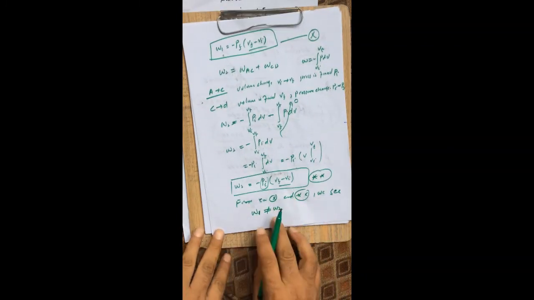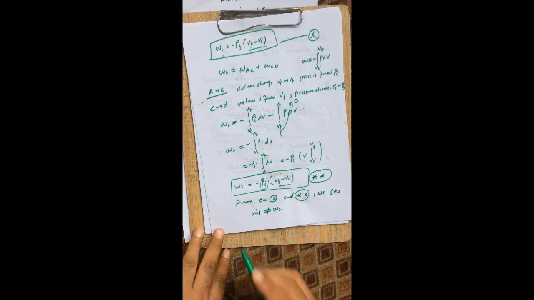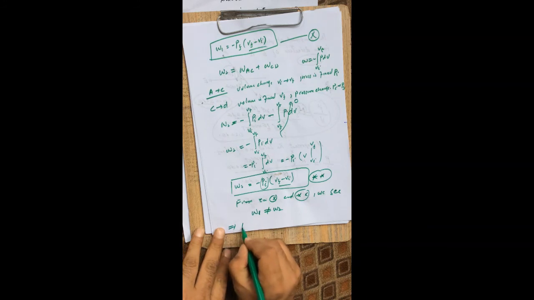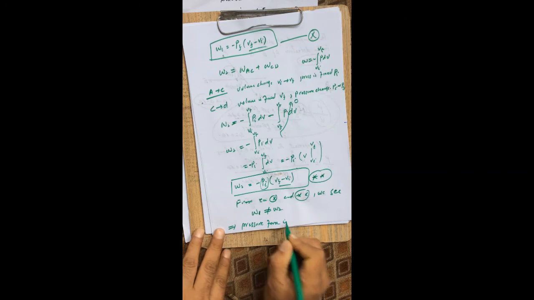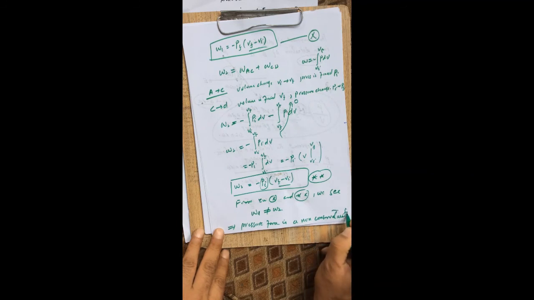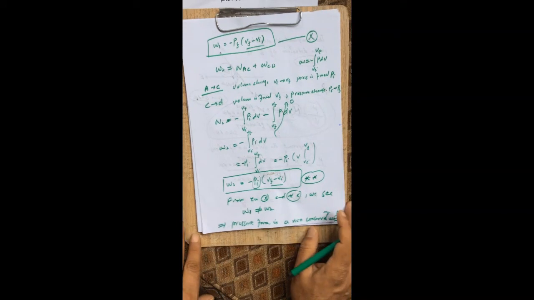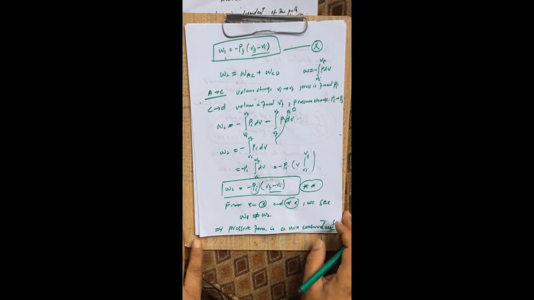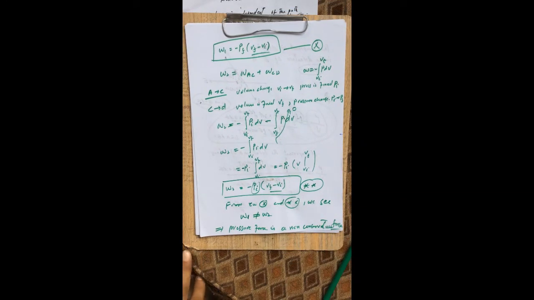If the work done along path 1 is not equal to the work done along path 2, then what does it mean? It means that pressure force is a non-conservative force. So this was all about conservative and non-conservative forces. Now I will stop my video here. In the next video I will calculate the work done for different systems.